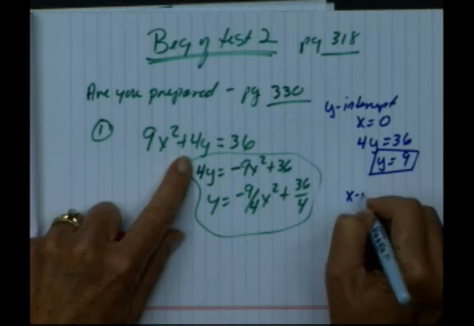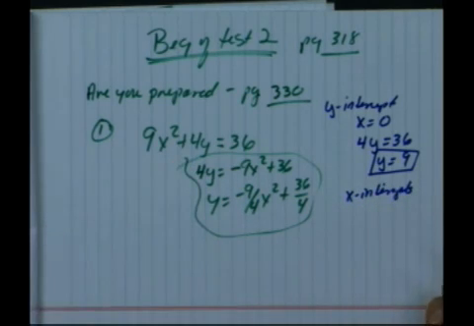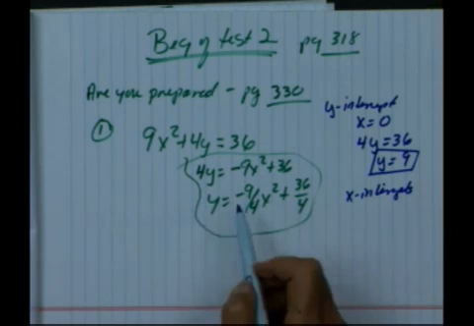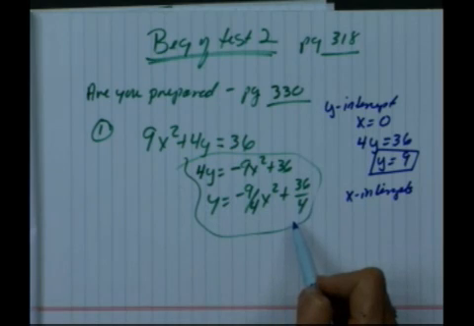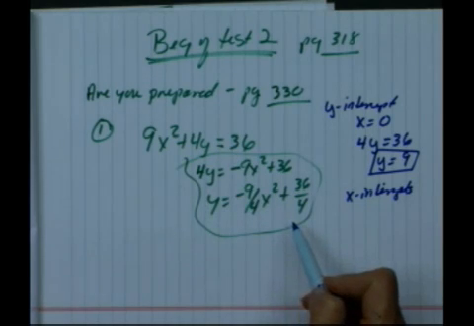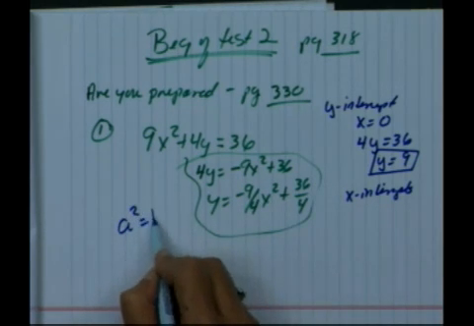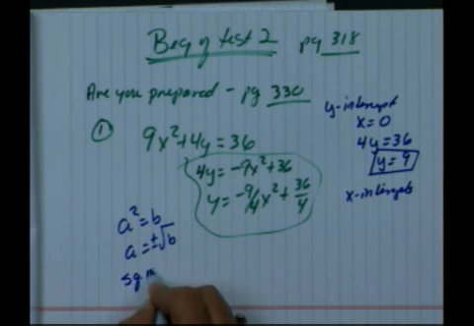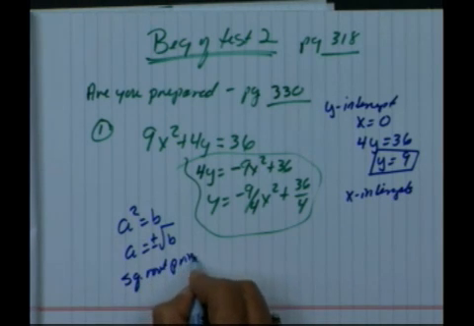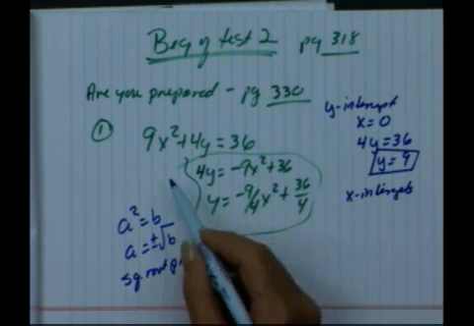How do you find your x-intercept? Use the quadratic. You could, but you'd have to set that equal to 0. I think it's going to be easier if you use your square root principle. Remember we mentioned that, where you have a squared equals b, a is equal to plus or minus the square root of b. Square root principle. Because there's not any other x's in there, that's why it's going to be easier.